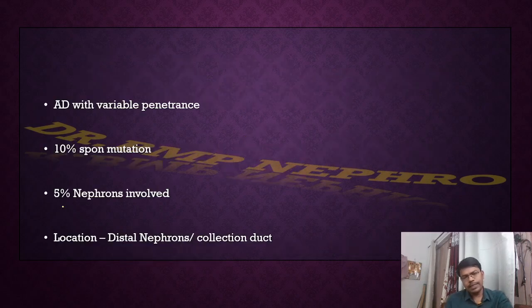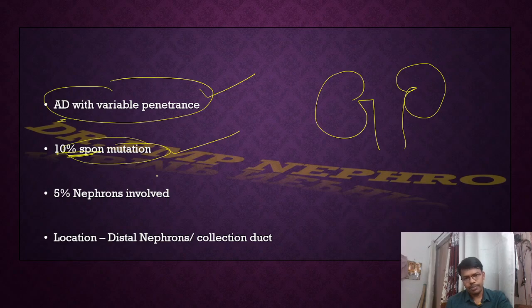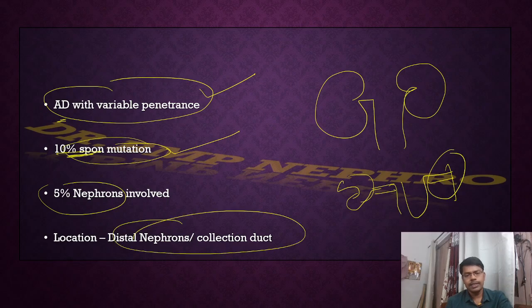Do all the patients and their family members develop this, since it is autosomal dominant? There is penetrance, but the manifestation might be different because of variable penetrance. 10% of cases can occur without family history because of spontaneous mutation. Do all the nephrons in the kidney get involved? The answer is no. Even though the kidney looks very big, only 5% of the nephrons are involved. Which part of the nephron, whether the proximal convoluted tubule, loop of Henle or distal tubule? It is the distal tubule and the collecting ducts that are involved.